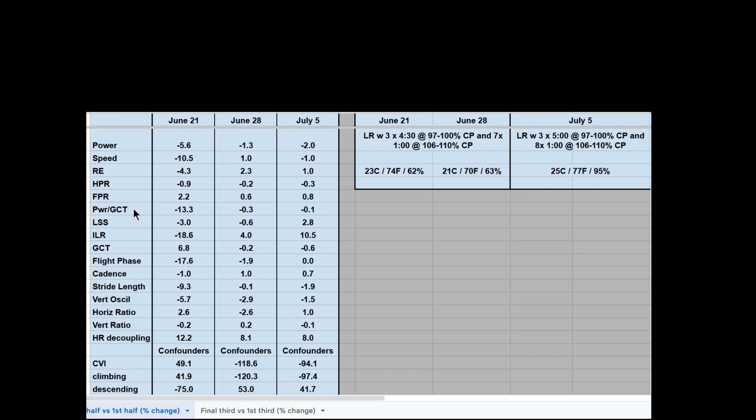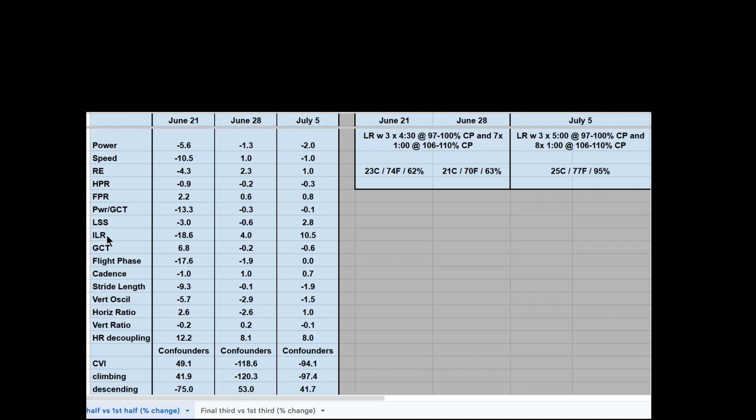Power to ground contact time, we mentioned that last time. In a fatigue scenario, power is declining, ground contact time is increasing. So by putting the ground contact time in the denominator and the power in the numerator, it enhances the ability, or makes it a little bit more sensitive to fatigue. And look at this, 13% lower. So that's pretty significant. Leg spring stiffness dropped.